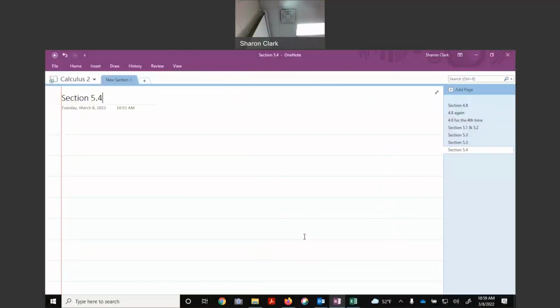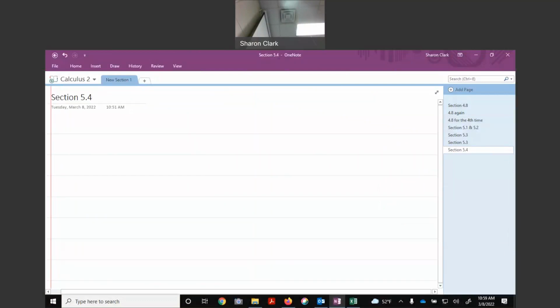So we're starting on section 5.4, and we're going to explore the relationship between differentiation and integration. And we're going to start with theorem 4. It's a very important theorem.